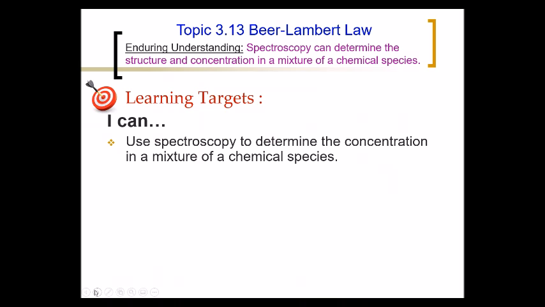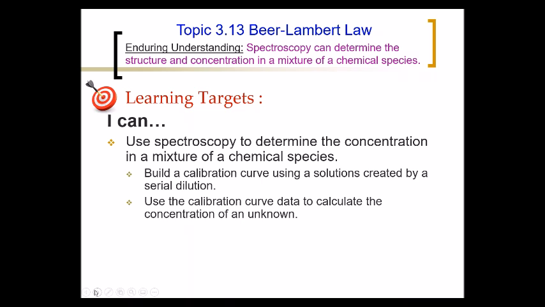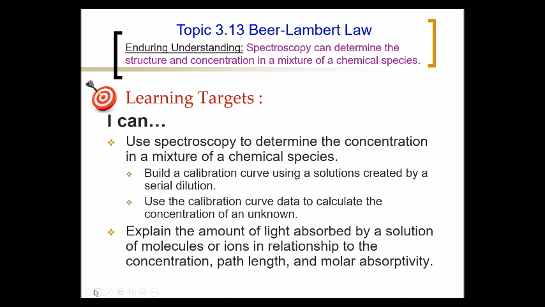Learning targets. All right, for Beer-Lambert Law, we're going to use spectroscopy to determine the concentration of a chemical species in a mixture. We're going to build a calibration curve, another lab technique and data analysis tool, and it's going to be created based off of serial dilution. And we're going to use that calibration curve data to calculate the concentration of an unknown. We'll also explain the amount of light absorbed by a solution of molecules or ions in relationship to the concentration, path length, and molar absorptivity. Explaining this is really explaining Beer's Law and the equation of Beer's Law.